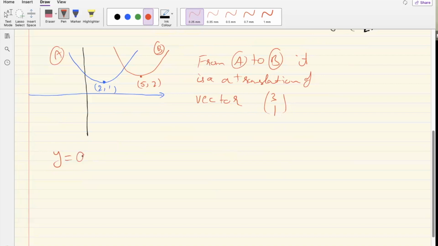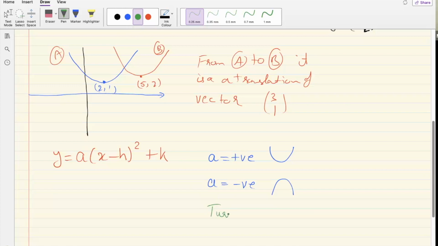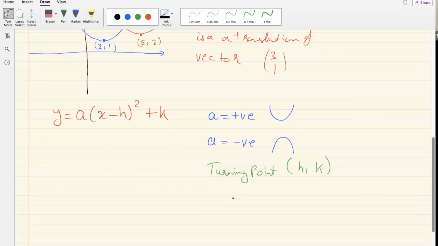Y is equals to a x minus h whole square plus k. Remember this form? If a is positive, it is a smiley face. If a is negative, it is a sad face. Turning point. Coordinates of turning point are h, comma, k. Do not forget the sign of h has been changed from negative to positive. Whatever the number would be, will change the sign. So turning point is this.